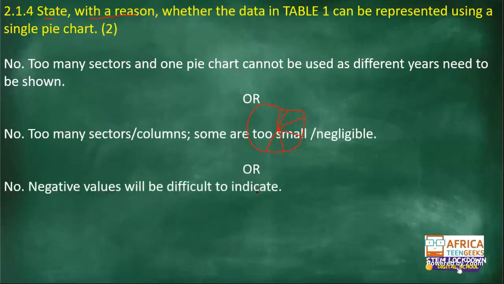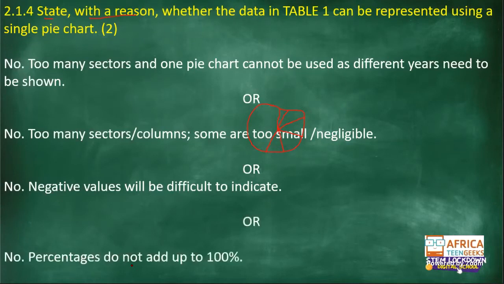Can I move on? Another reason there is that negative values will be difficult to indicate in a pie chart, because how would you indicate your negative values in a pie chart? This is assuming that you all know how to draw a pie chart, right? So if you understand how to draw a pie chart, you will realize how then would we indicate negative values? Because if it's positive values, then it's easy to work with them.